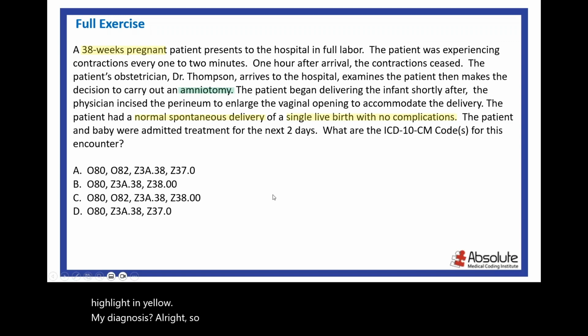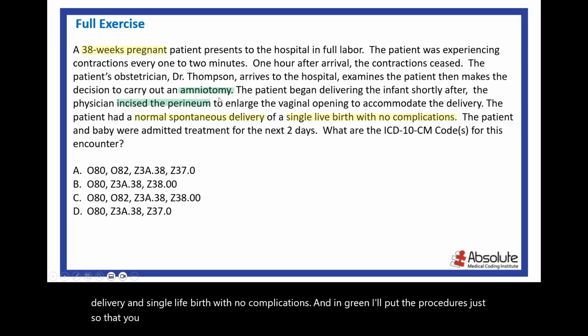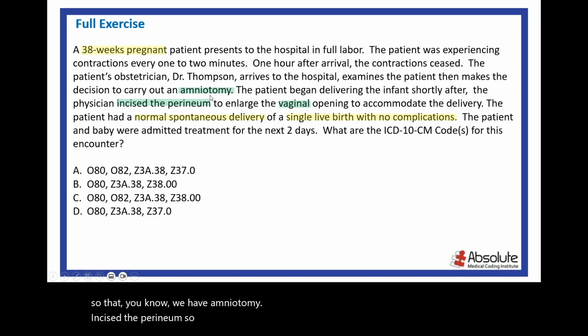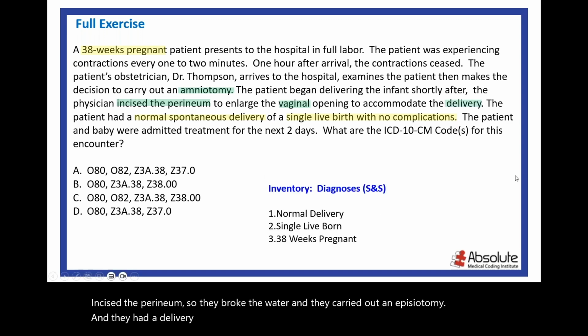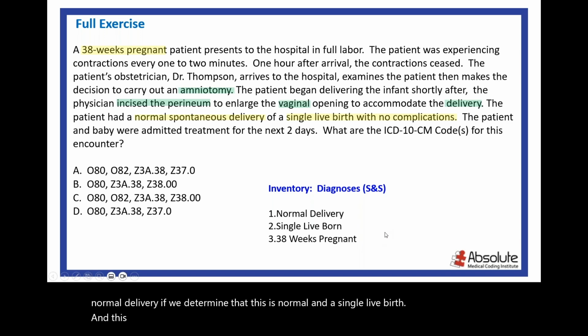All right, so we have a 38 weeks pregnant patient. We have a normal spontaneous delivery and single live birth with no complications. And in green, I'll put the procedures just so that you know. We have amniotomy, incised the perineum, so they broke the water and they carried out an episiotomy and they had a delivery. They helped the mom deliver the baby. So we're going to code for the normal delivery if we determine that this is normal and a single live birth, and this is a 38 weeks gestation.